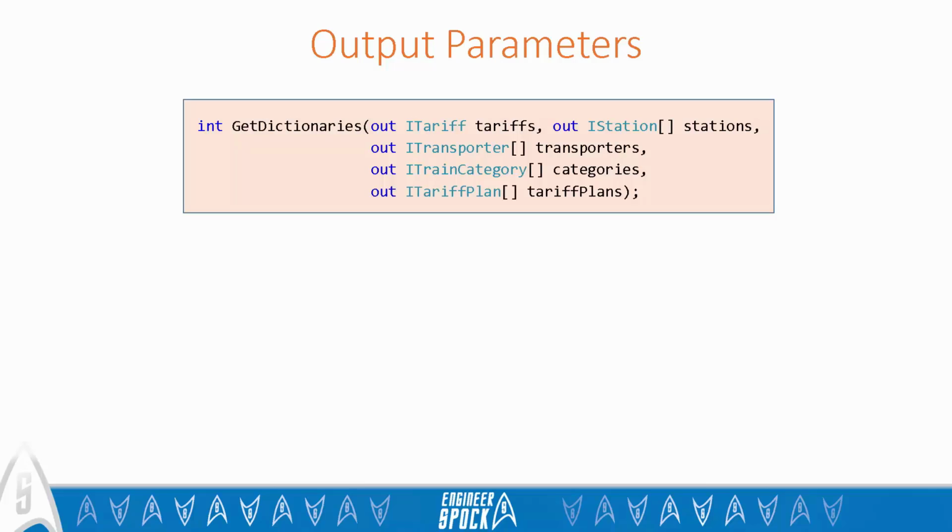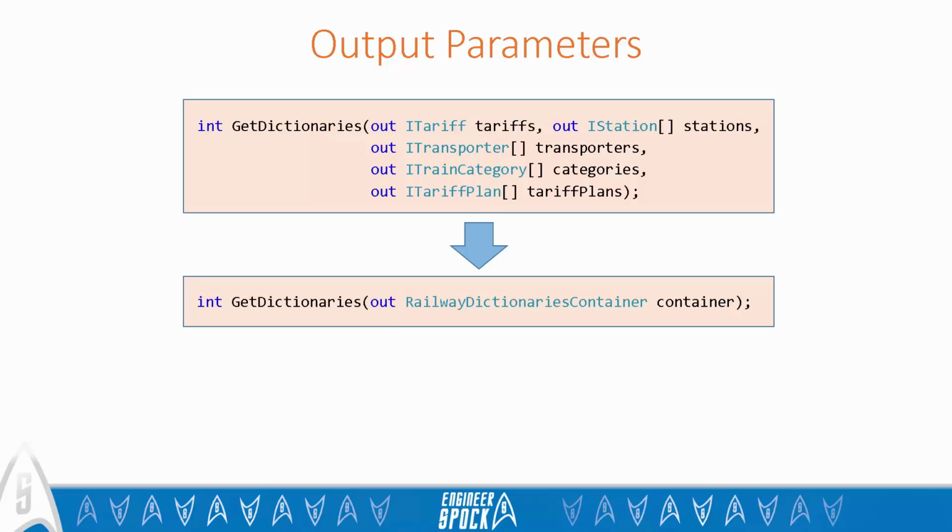For God's sake, this is clearly abusing out parameters. How the hell is the client's code supposed to look? I'm not even going to show you what it will look like, the code will just look insane. In such a situation you have to refactor all the arguments out into a separate class. In this case it might be a class named RailwayDictionariesContainer, which contains all the required information. As a result, the getDictionaries method would look like in the following example.